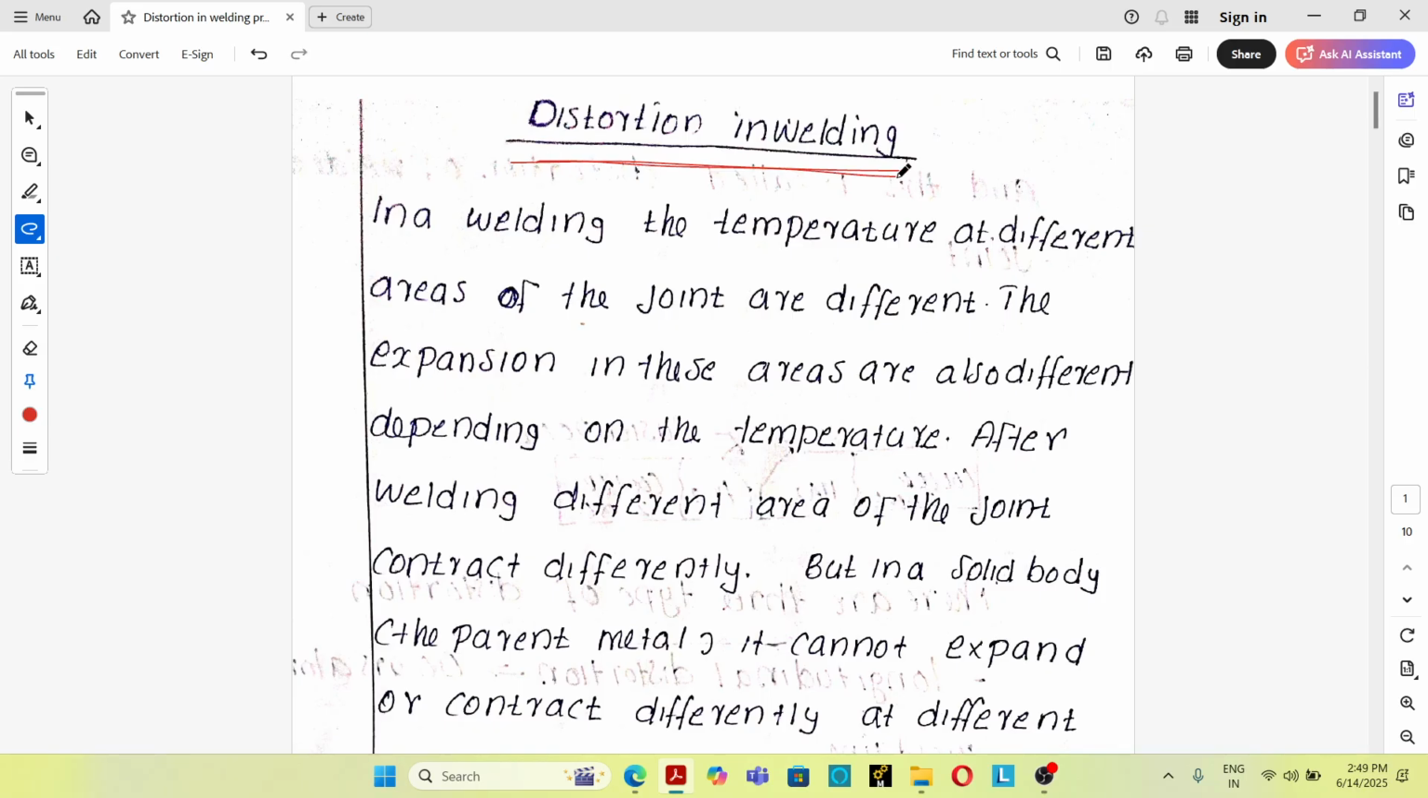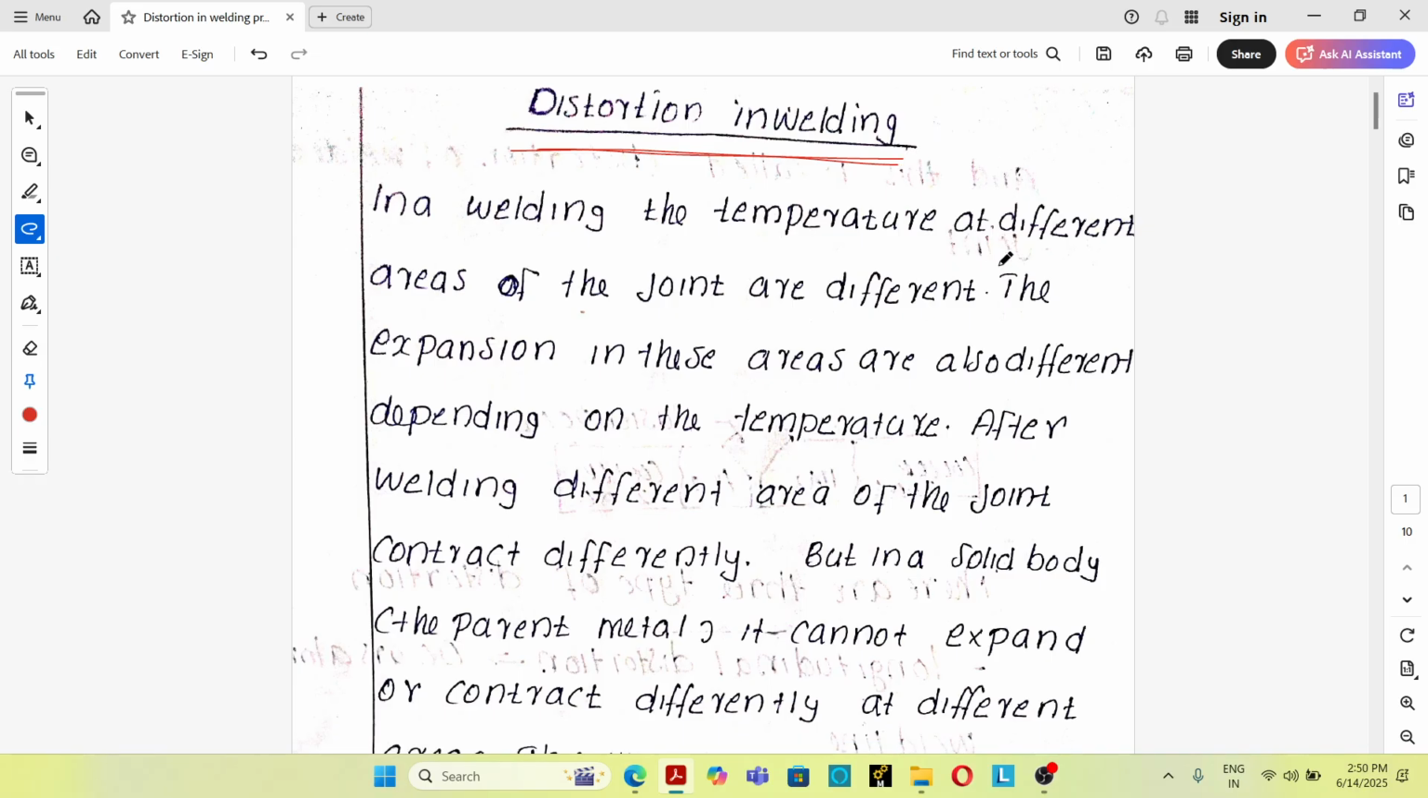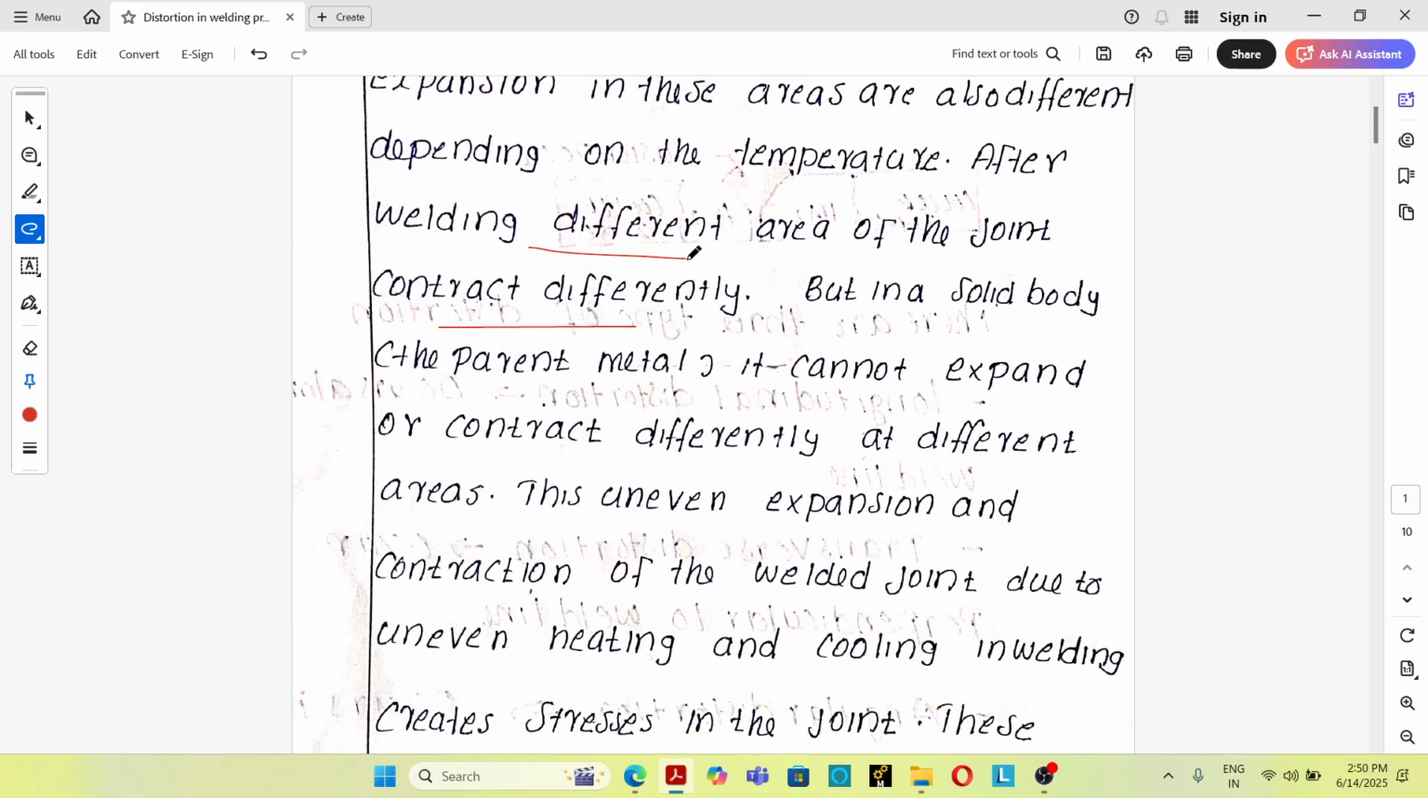In welding, the temperatures at different areas of the joint are different. The welding process consists of different regions: fusion zone, heat affected zone, and cooler metal zone. In all these zones, the temperatures are different. The difference in temperature causes different expansion in these areas. After welding, different areas of the joint contract differentially due to this different temperature. So different areas of a welded joint have different expansion and contraction. But the welded workpiece acts as a solid body, and it can't contract and expand differentially at different areas.